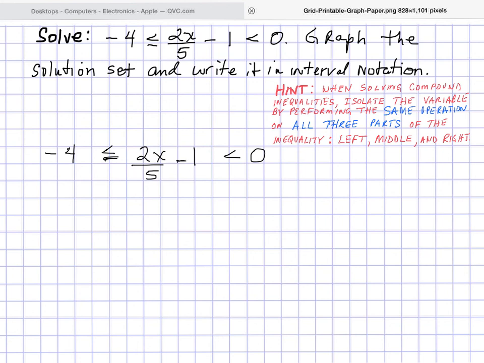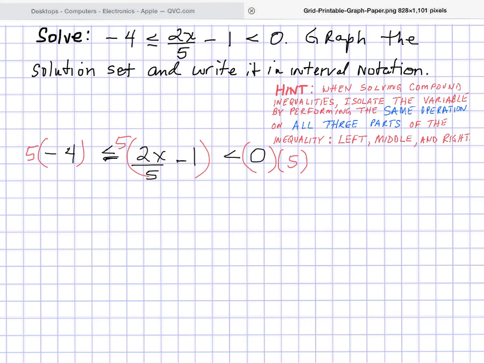Now, remember what the step said. The step said if you have fractions, get rid of the fractions by multiplying everything in the whole inequality by the LCD. Well, we only have one fraction, so we need to multiply every single term in the whole inequality by 5. All of this times 5, and this times 5. Everything times 5. And what do we get?